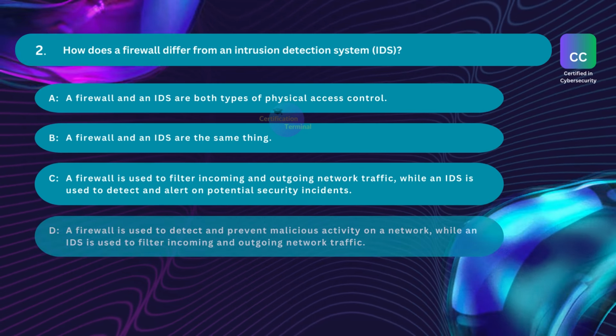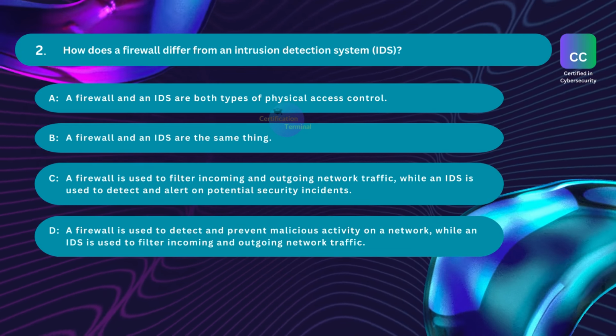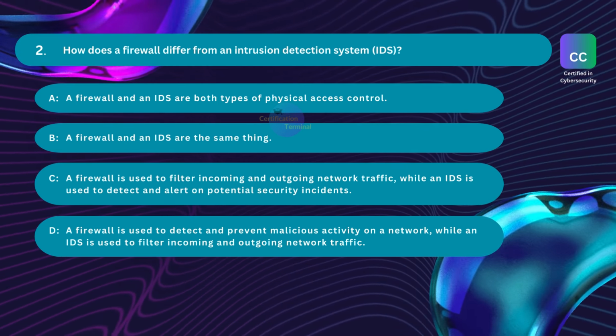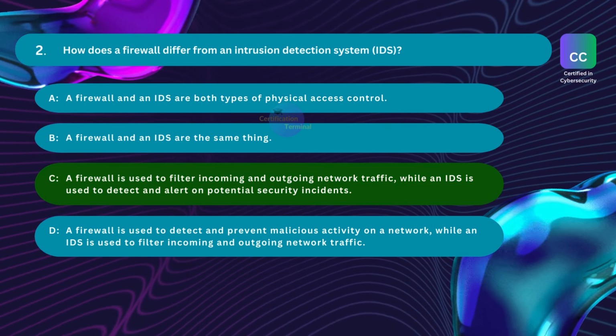Option D, a firewall is used to detect and prevent malicious activity on a network, while an IDS is used to filter incoming and outgoing network traffic. The correct answer is Option C.